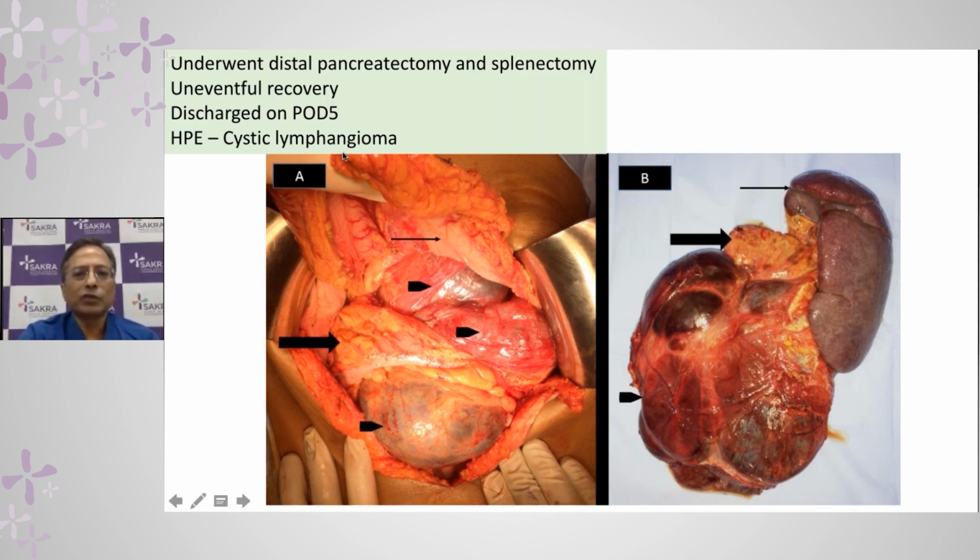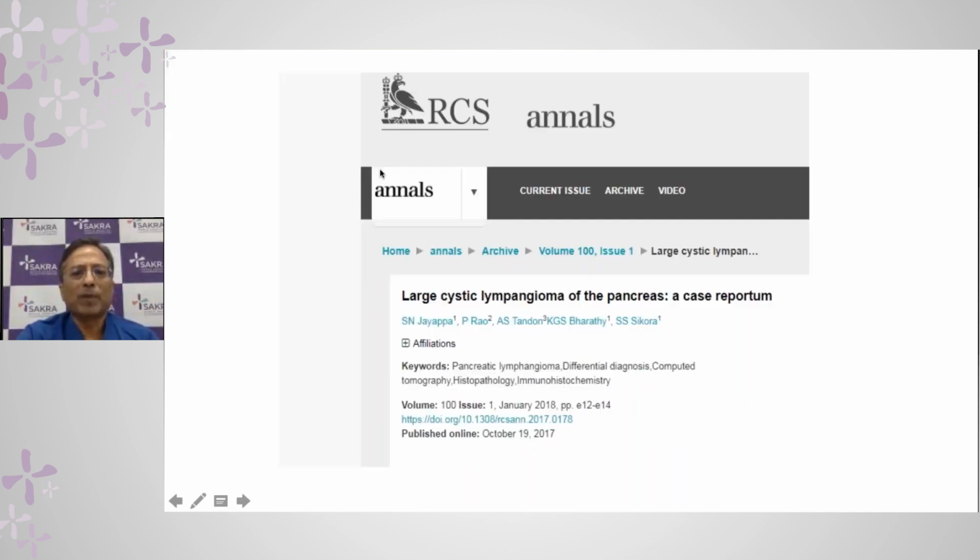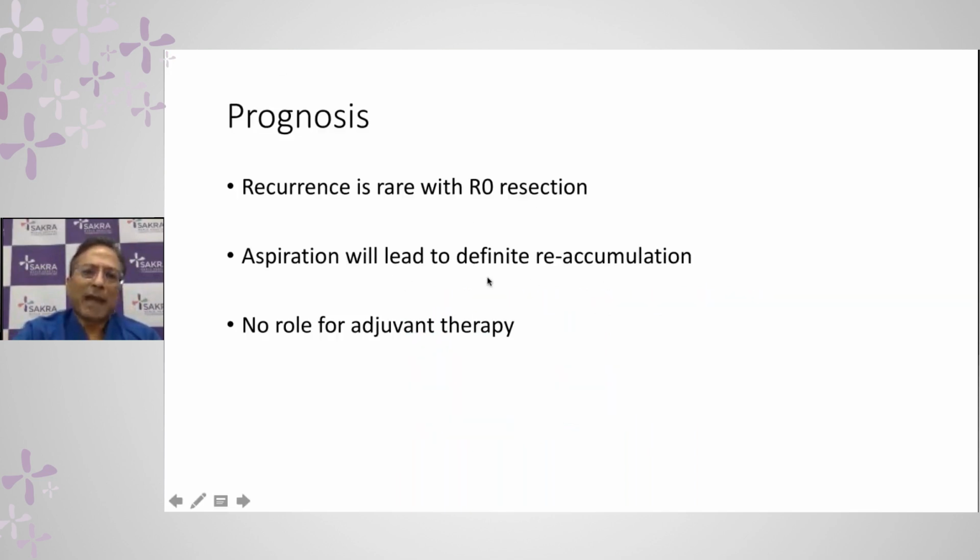It is a very unusual lesion, and we have published this as a large cystic lymphangioma of the pancreas. Just a pathological curiosity, an unusual case. Aspiration of this fluid is not the treatment. Removal is. Recurrence is rare with that, and no additional treatment is required. So just an interesting case of a cystic lesion of the pancreas.